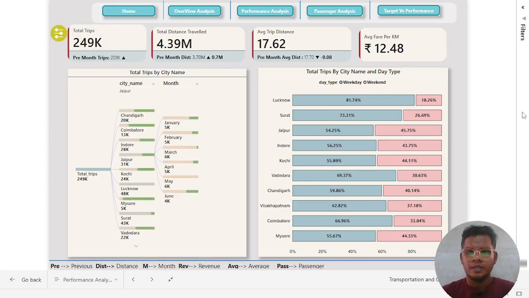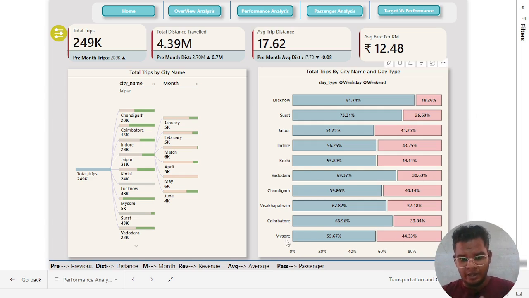Sure. It clearly indicates Lucknow is a highly business-dominated city. That's why there is 81.74 percent of repeated passengers on a weekday, which means the people often regularly use our cab service. That's why that percentage is very high in Lucknow on a weekday, followed by Surat as well. And where business happens, the cities are maximized on weekday percentage.